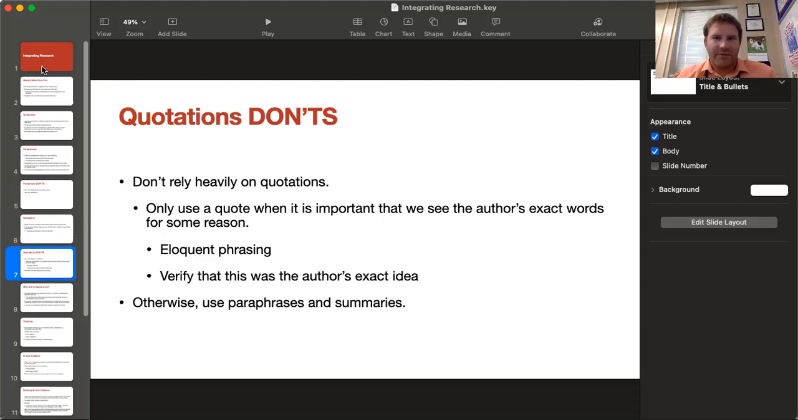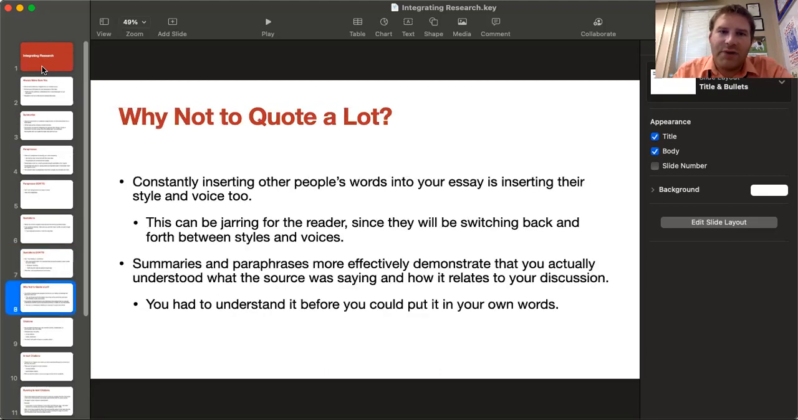Like, here's the unique way that they said this, or here's exactly what they said, so you can know this is exactly what they said. If it's not for one of those two reasons, a paraphrase or summary will work even better. Another reason not to quote a lot: constantly inserting other people's words into your essays, inserting their voice and style too, can be jarring for the reader since they will be switching back and forth between styles and voices. Summaries and paraphrases more effectively demonstrate that you actually understood the source, what the source was saying, and how it relates to your discussion.